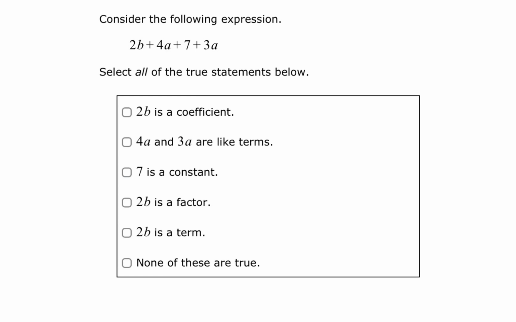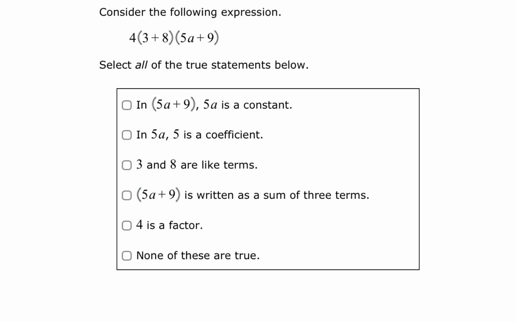Another example. The first one says, is 2b a coefficient? No, 2 would be the coefficient. 4a and 3a are like terms because they both have the same variable part. 7 is a constant, it's just a number. 2b is a factor? It's not a factor because there's nothing that it's being multiplied by to equal something else. But 2b is a term. We have 1, 2, 3, 4 terms here. 2 of the terms, this one and this one, are like terms.